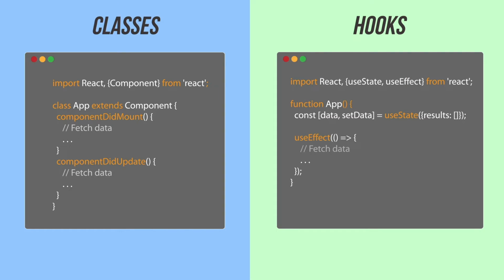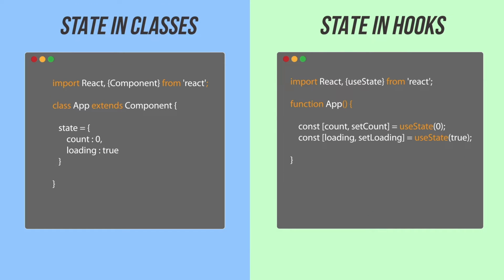For example, in class components, when we want to fetch data from an external API, we usually use the famous methods componentDidMount and componentDidUpdate. But with hooks, we could use the useEffect hook, and in just one function, we could have the same logic we used to split in different lifecycle methods.